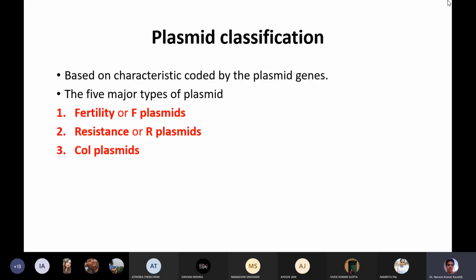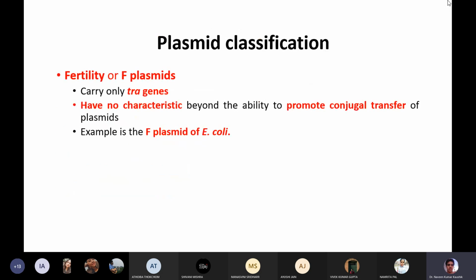So, plasmid classification. On the basis of different properties, different plasmids are classified. Like the fertility factor F plasmid, which has the genes for the conjugation transfer we are talking about. There are the fertility plasmids, the resistance plasmids which carry resistance genes, the colicin plasmids, degradative plasmids, and virulence plasmids. If a virulence plasmid is there, it causes virulence. The F plasmid carries genes with no characteristic beyond their ability to promote conjugation transfer.